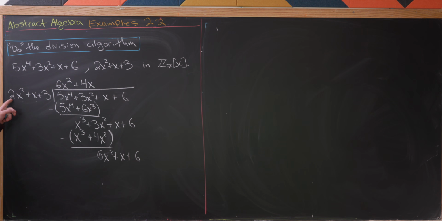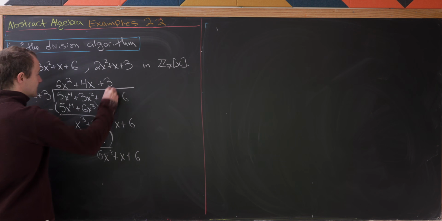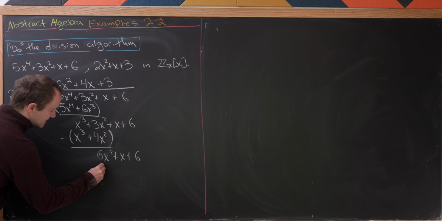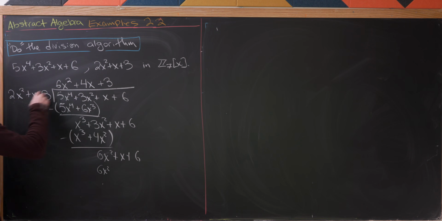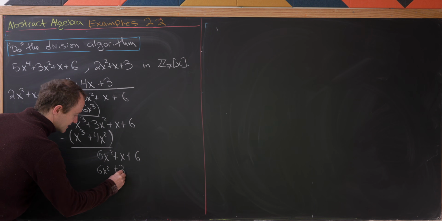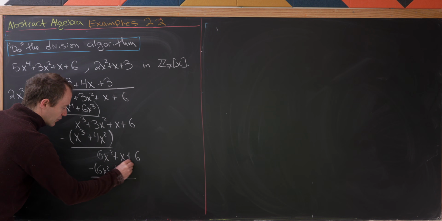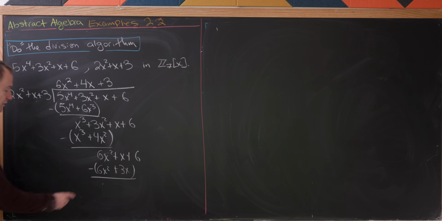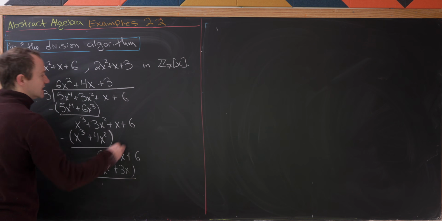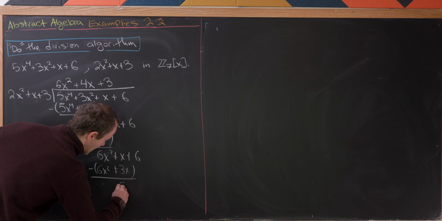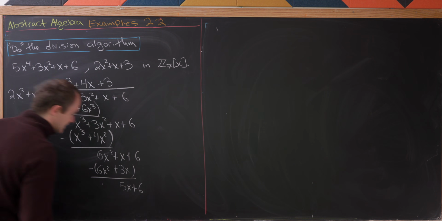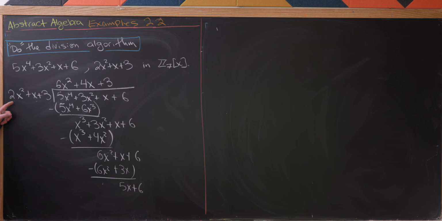Now, what do we need to multiply by 2 to achieve 6? Well, that's easy. That is 3. Now 3 times 2 is 6x^2. 3 times x is 3x, so we have plus 3x. Great. Now group and subtract, and we'll see that the 6's cancel. x minus 3x is negative 2x. Negative 2 in Z7 is 5, so we have 5x + 6. And there's our remainder, because we got something that has a degree smaller than the divisor right here.